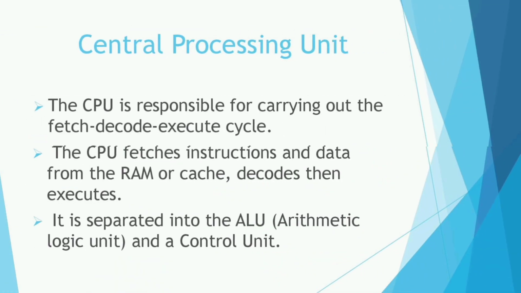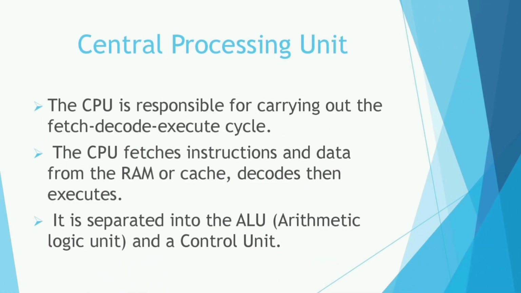The next one is the Central Processing Unit. A central processing unit, or CPU, is functionally the most important component of a computer system. Without a CPU, any computer is more or less non-functional. It is generally referred to as the brain of the computer due to the vast number of functions it performs. The CPU is responsible for carrying out the fetch, decode, execute cycle. The CPU fetches instructions and data from the RAM or cache, decodes, then executes. It is separated into the arithmetic logic unit and the control unit.